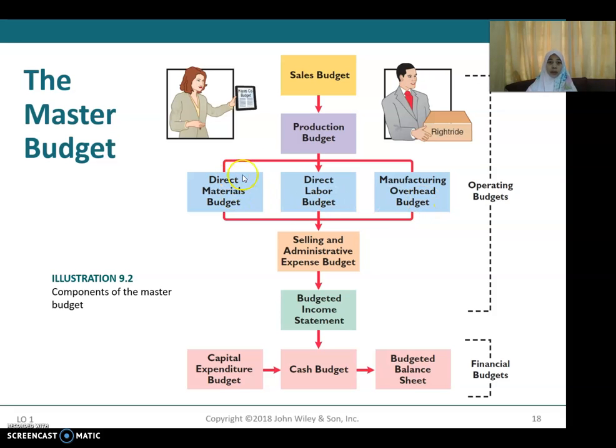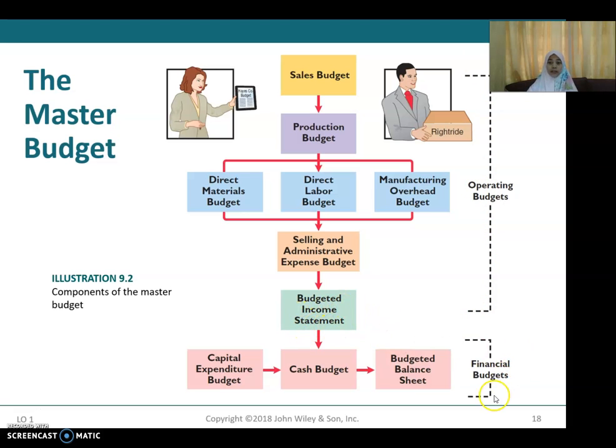Okay, so in your production budget, you will have your direct materials budget. Next, you will have your direct labor budgets. Next, the third component is your manufacturing overheads budget. Next, you look into your non-manufacturing, that would be your selling and admin expenses that lead to your budgeted income statement. So this is known as your operating budgets.